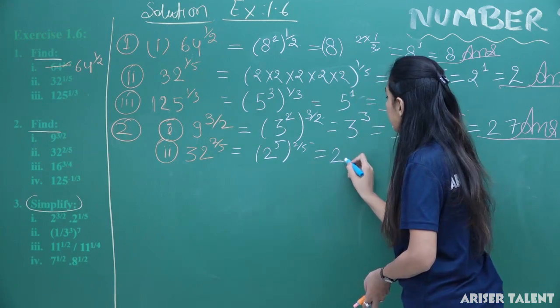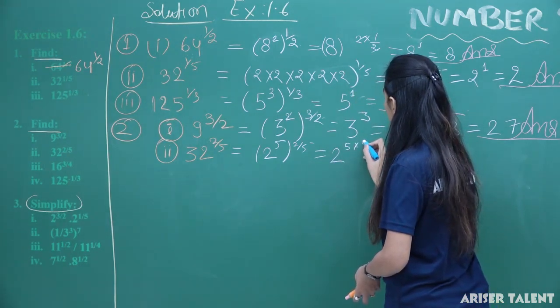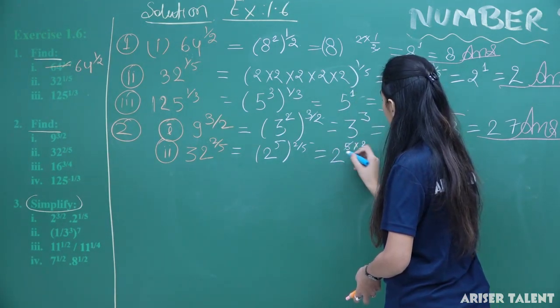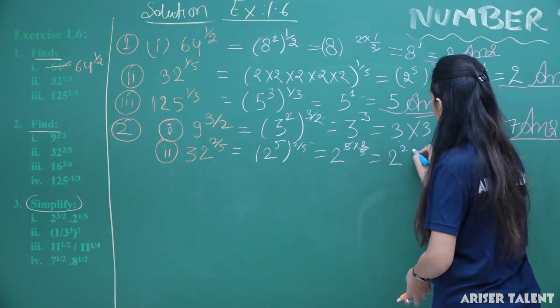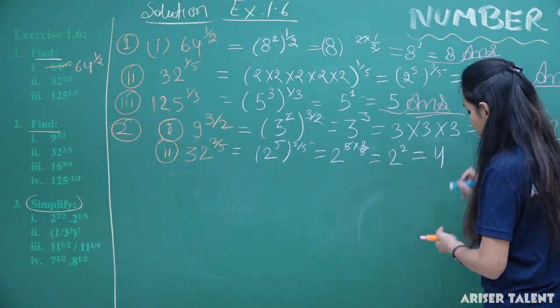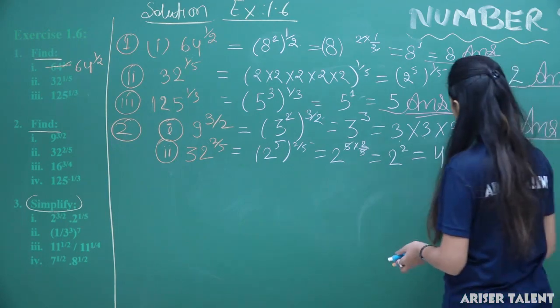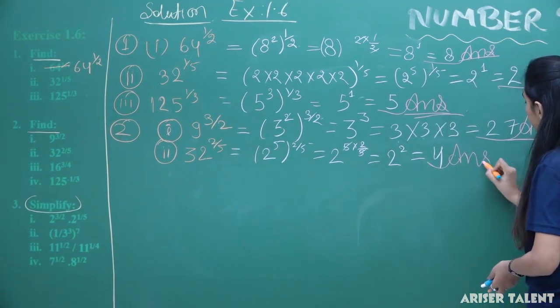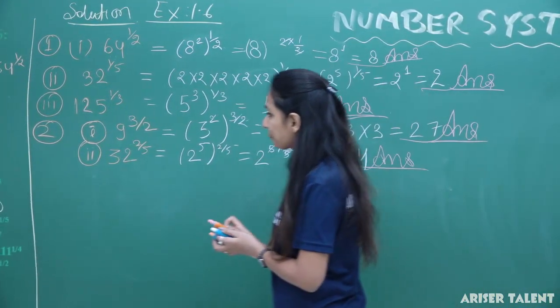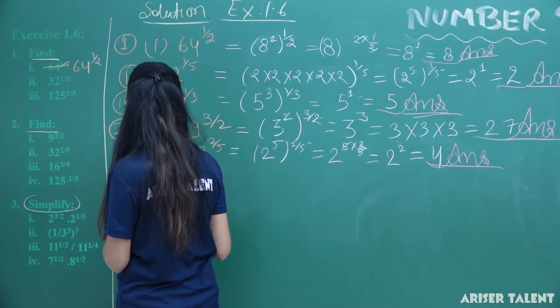So I will calculate it as 2 raised to power 5 multiplied by 2 by 5, 5 cancel. So that will be 2 raised to power 2, and 2 raised to power 2 is nothing but 4. Again our answer. Is it very simple, students? Yes or no?